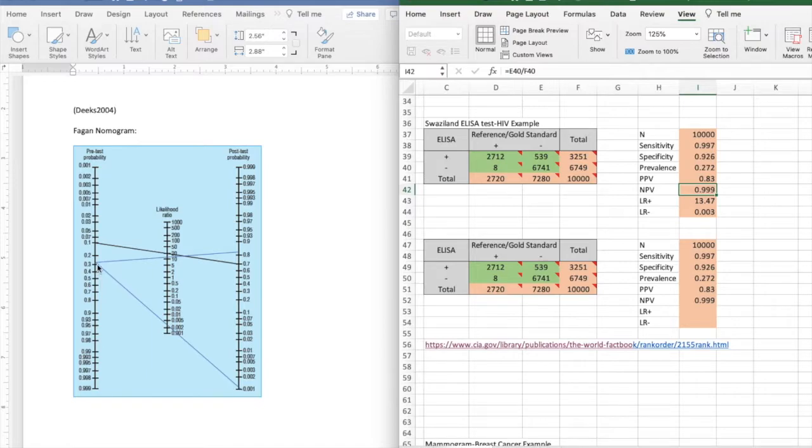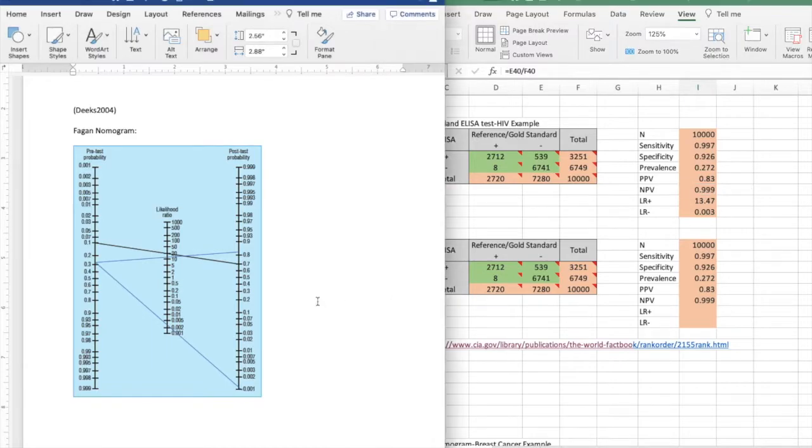Over here, I start with a 27% chance of having the disease. A negative likelihood ratio, with a negative test, takes me all the way down to basically a 0.001 chance of having the disease. And our negative predictive value said the same thing in a different way. It said you're 99.9% likely to be clean. So that's how we can use this nomogram and likelihood ratios. And this is a Fagan nomogram.